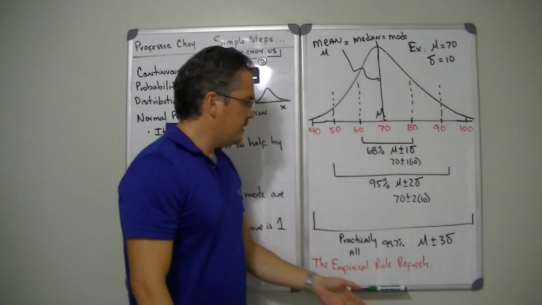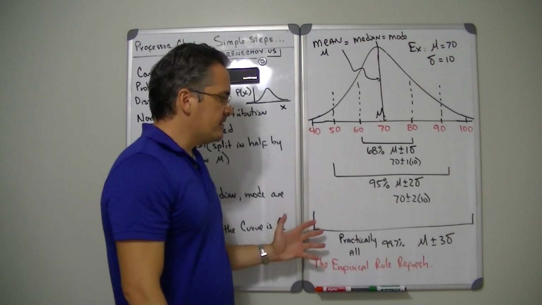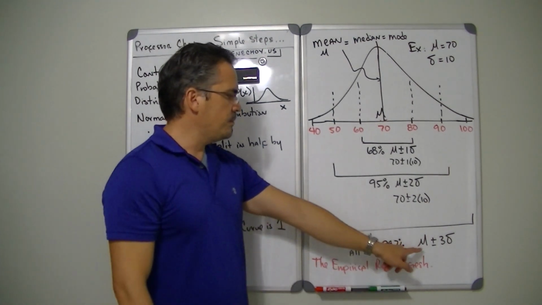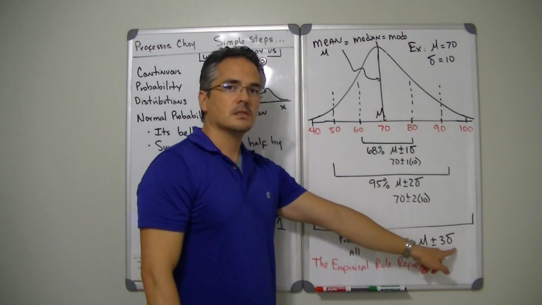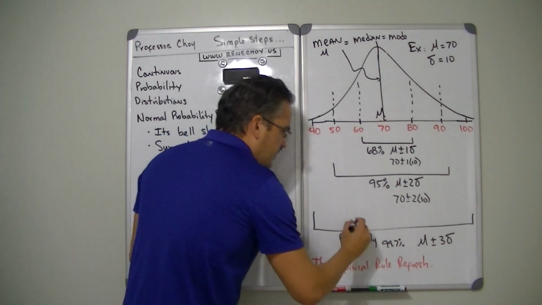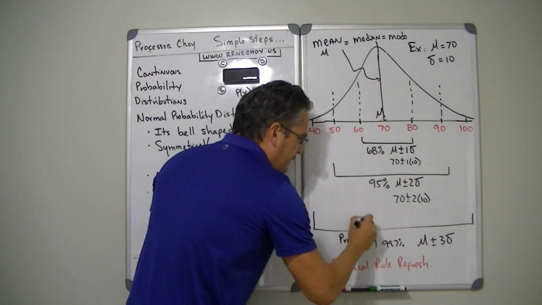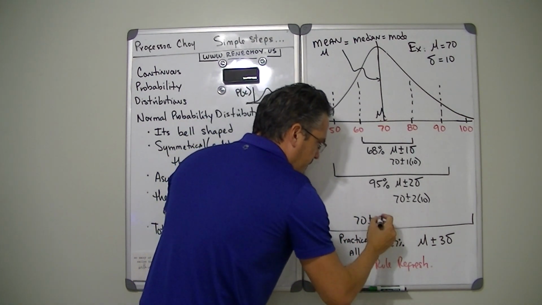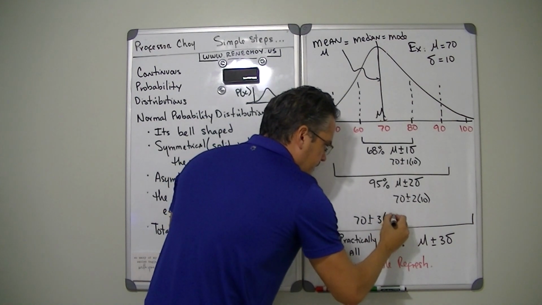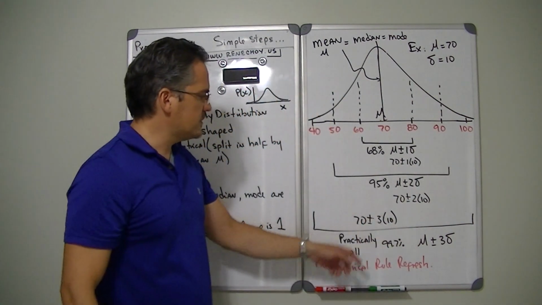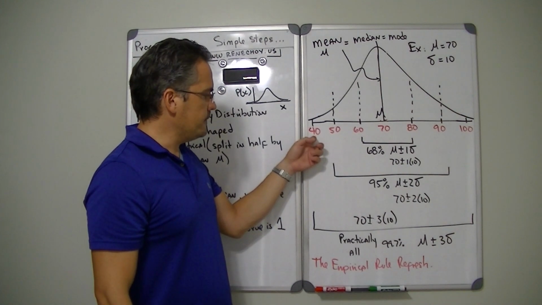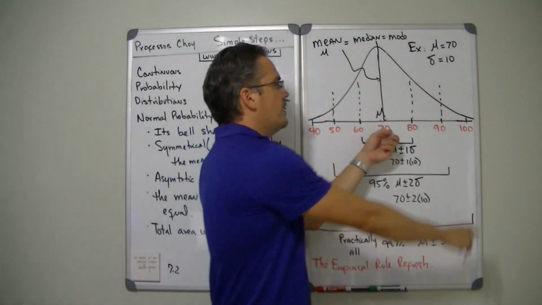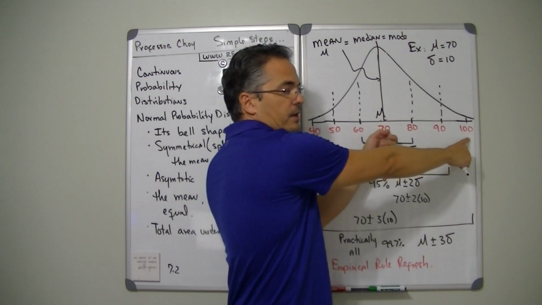Alright, then 99.7% of the students are going to be found between mu plus or minus 3 sigma. So they're going to be found between 70 plus or minus 3 times 10. In other words, between the number 40, which is 30 away from mu, and 100, which is 30 away from mu.